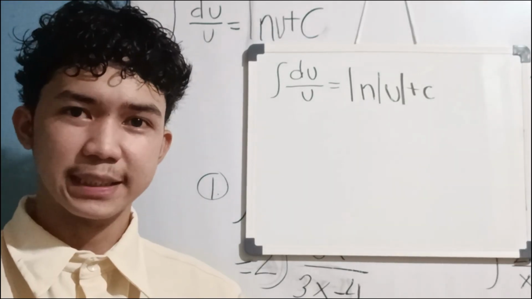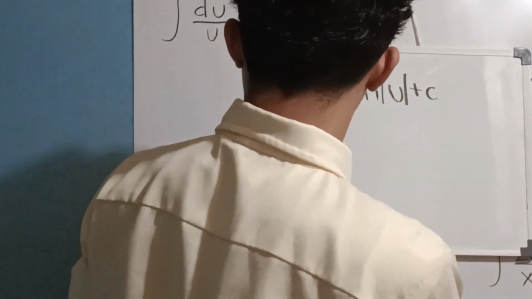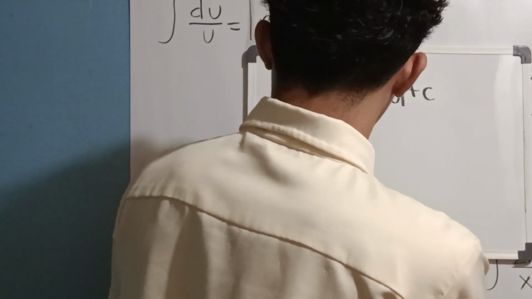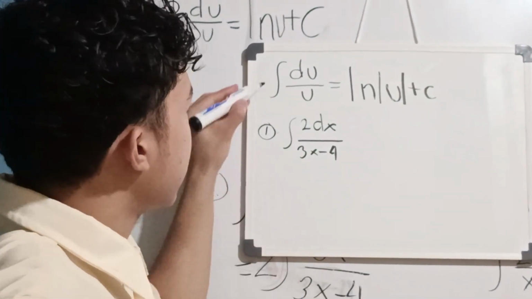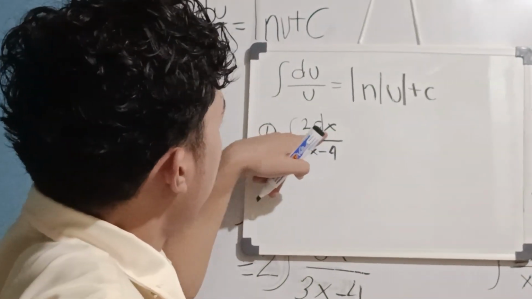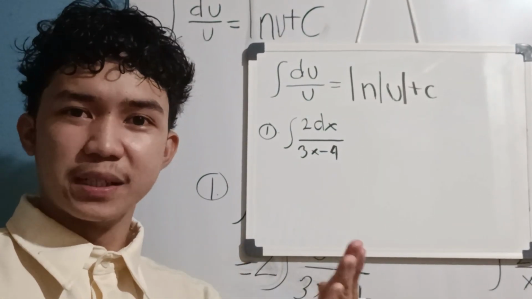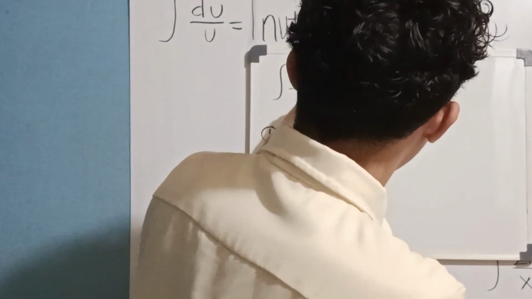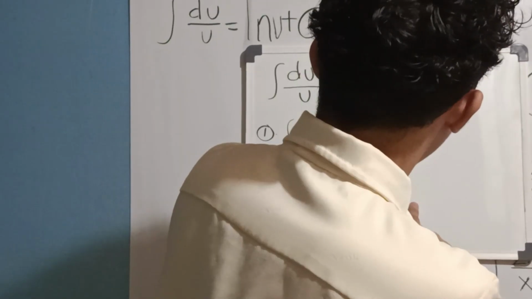Now, for our first example, let's try this one: the integral of 2 dx all over 3x minus 4. So, how can we solve this problem? As you can see in our formula, the u and du are just the same in our problem, the 2 dx and this one. What we're going to do first is use the u substitution, letting u equal 3x minus 4.